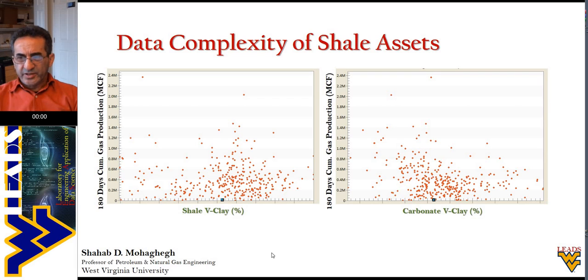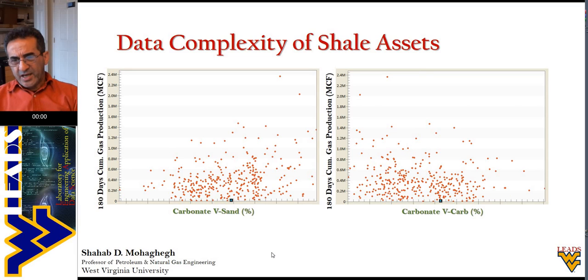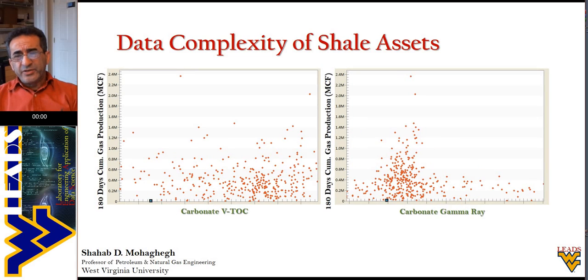On the right, you see the plot of the V clay of the carbonate versus the productivity index. Here you see the sand volume and the carbonate volume percentage versus the productivity index. And here you see TOC and gamma ray.